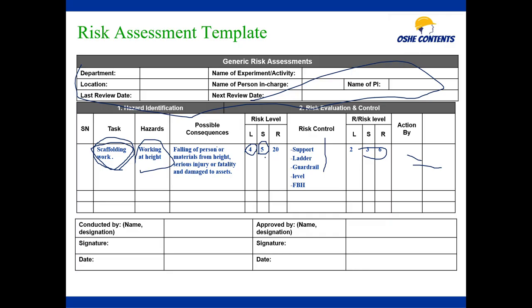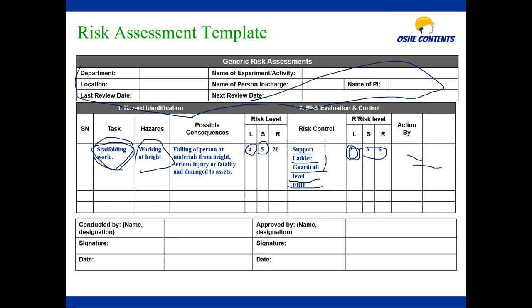So here, what do we need to provide? We need to provide support for the scaffolding. We need to provide proper ladders. Guardrails we need to provide. The base level should be done. FBH, full body harness, needs to be provided. There are many, but I have just mentioned these for understanding. And then the level of the consequence: what if all these are provided? Then what will it be? The level is 2, because there is no chance the person will fall down. It's just possible.